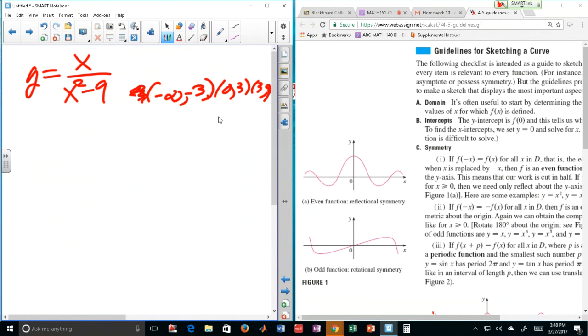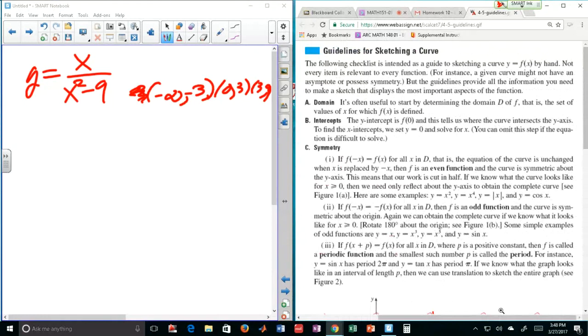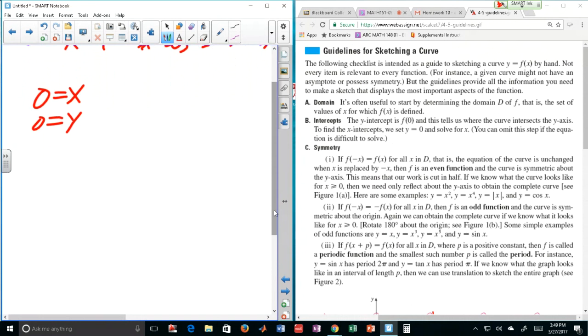Uh-huh. All right, so intercepts. Let me move this over. The y-intercept is f of 0, and this tells us where the curve intersects the y-axis. To find the x-intercept, we set y equals 0 and solve for x. So intercepts. You can omit this step if the equation is difficult to solve. All right, and then what about the y-intercept? Oh, you got it. Okay. Symmetry. If you want to start drawing your graph, you could have your intercept. Leave space on both sides.